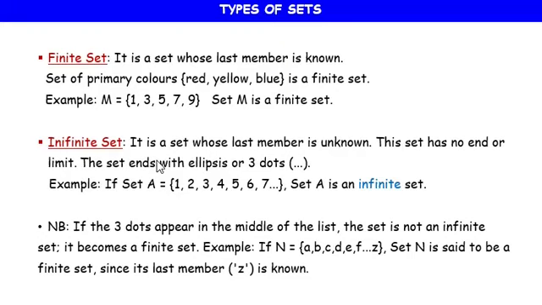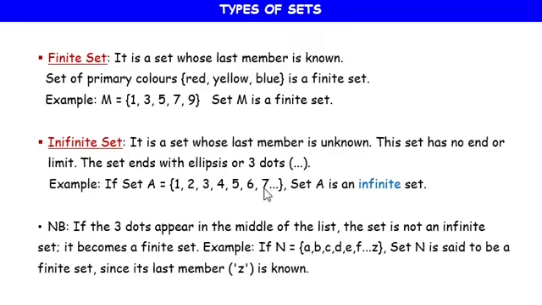Because we don't know the last member of this set, what we do is end the set with what we call an ellipsis, or three dots. Let's take a typical example. Set A is equal to 1, 2, 3, 4, 5, 6, 7, and then the ellipsis follows. The moment an ellipsis ends the set, it tells you that the set is an infinite set, because we don't know the last member. It does not have a specific number of members. So that is the infinite set.